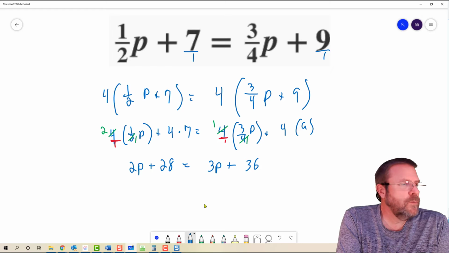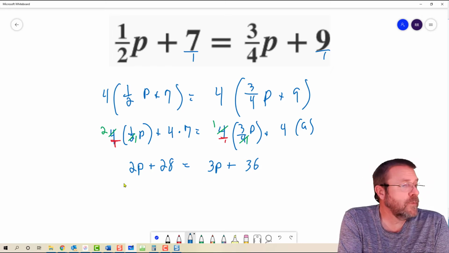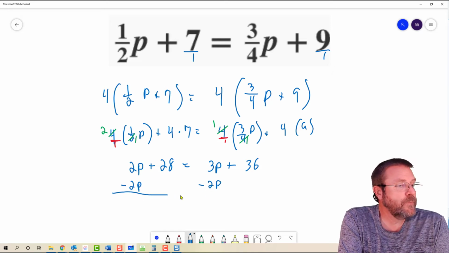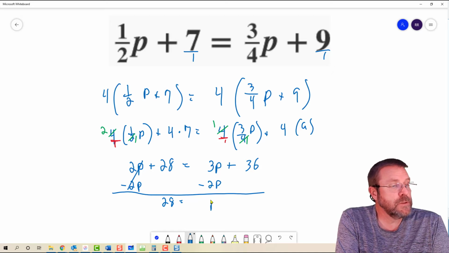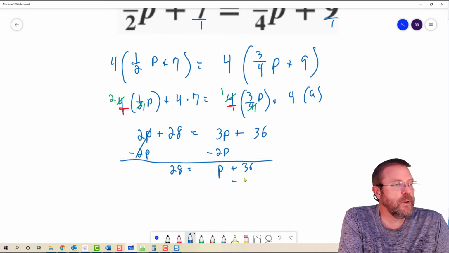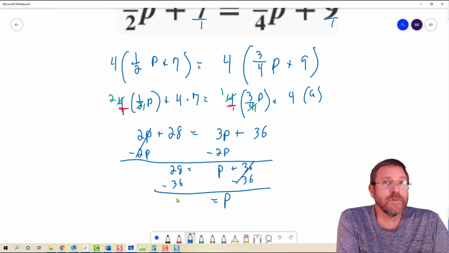Now I'm going to move my variable numbers to one side. I want to keep them positive, so that means I've got to move them to the right by subtracting 2p on both sides. That's going to zero out, leaving 28 is equal to 3p minus 2p is just 1p plus 36. From here, I'm going to subtract 36 from both sides, undoing addition and subtraction, minus 36 again. Those zero out, and it's going to leave p is equal to 28 minus 36.